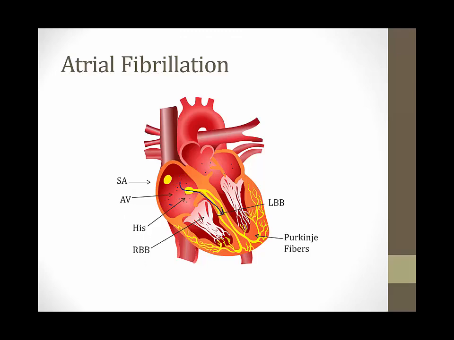Others of those depolarizations will reach the AV node when it is refractory and they will not generate a QRS complex. The result is that these random depolarizations occurring throughout both atria will lead to a random irregular pattern of QRS complexes, and that generates the irregularly irregular rhythm.